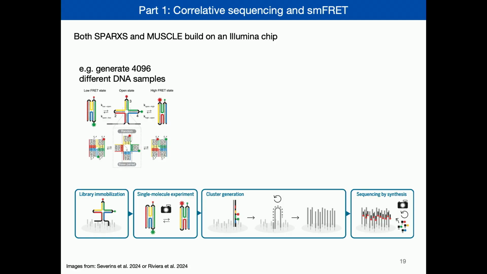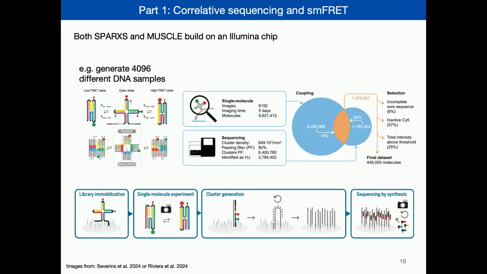So that sounds quite exciting. If we look at the numbers that they give in the papers, this looks intense. For instance, in that paper where they studied the Holliday junction, they were imaging for 5 days. They detected about 10 million molecules. That looks like high throughput.